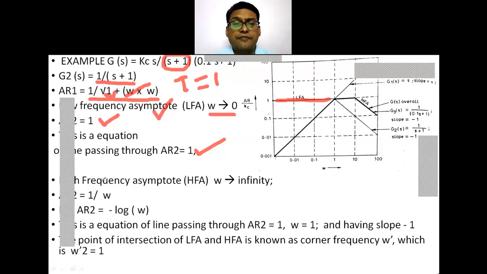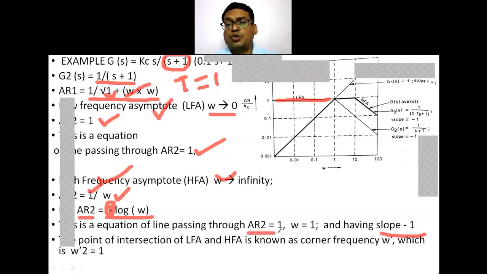The next is the high frequency asymptote, where omega tends to infinity. So the amplitude ratio is 1 upon under root of 1 plus omega square. So 1 will be neglected. It will be under root of omega square, which is nothing but omega. So 1 upon omega will be there. So the log of amplitude ratio 2 is minus log of omega. So minus 1 is the slope for this case. Minus 1 is the slope.